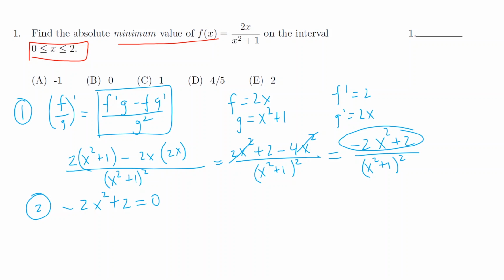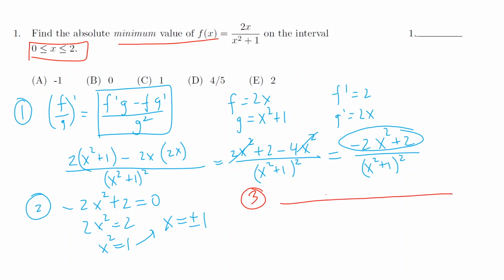Let's move 2x squared to the other side. So here we have 2x squared equals 2, x squared equals 1, right? If you just divide that by 2, and therefore x is equal to plus or minus 1. So that's our step 2. Our critical values in this situation are plus or minus 1. Now the next step for us is to reject those critical values that are not in the interval 0 to 2.